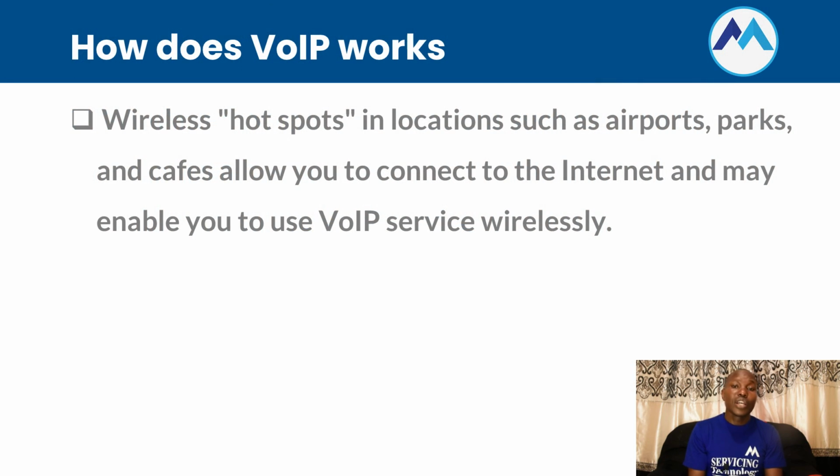VoIP services convert your voice into a digital signal that travels over the internet. If you are calling a regular phone number, the signal is converted to a regular telephone signal before it reaches the destination. In addition, wireless hotspots in locations such as airports and parks allow you to connect to the internet and may enable you to use VoIP services wirelessly.